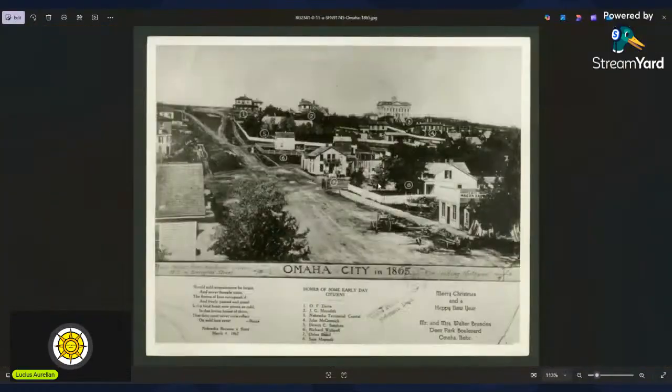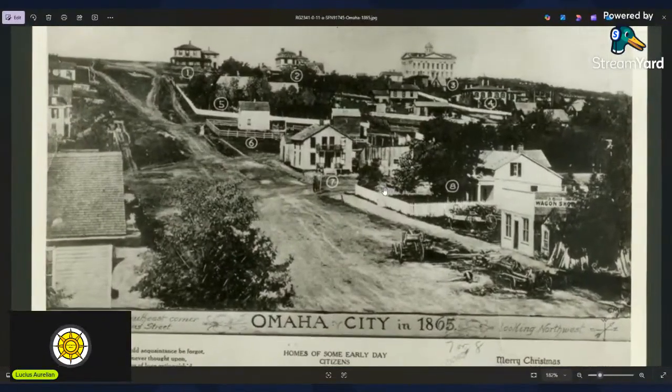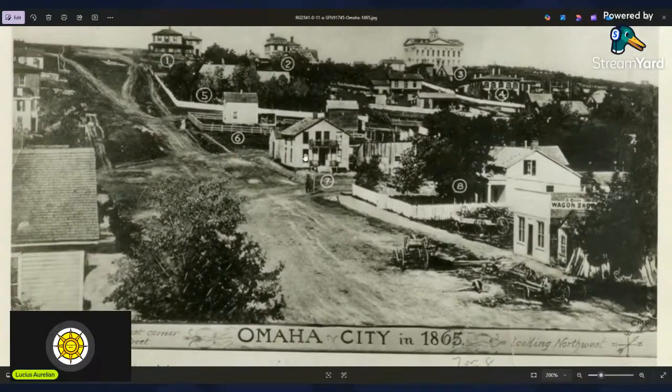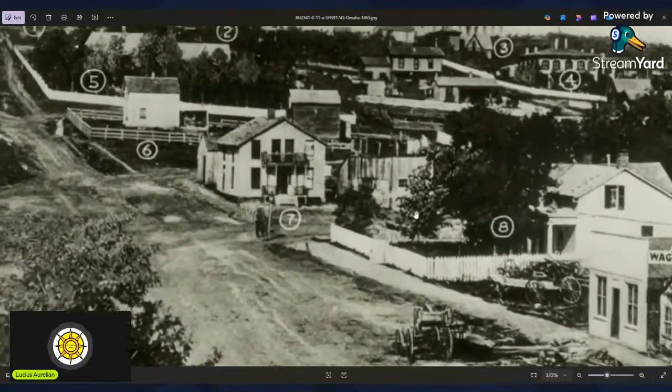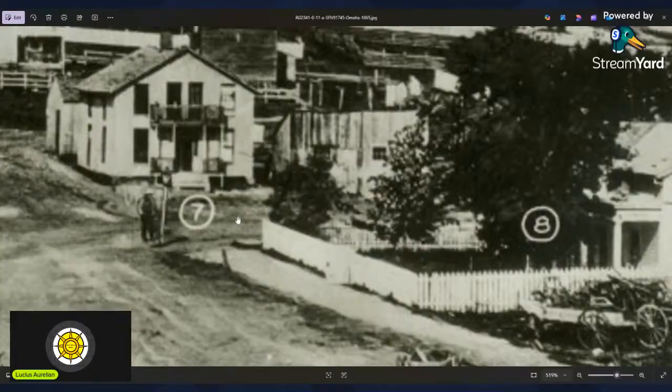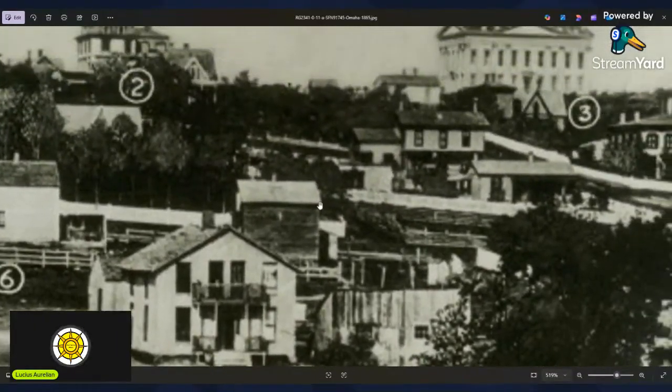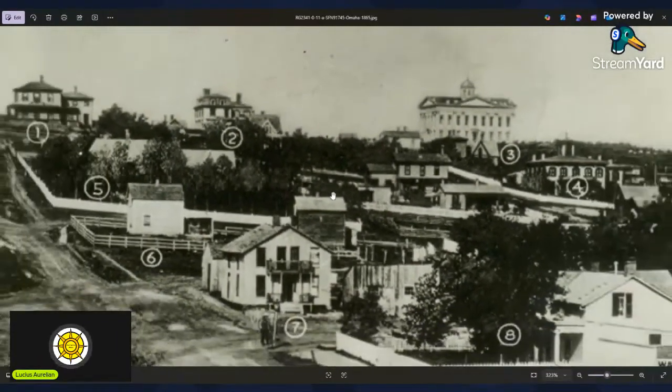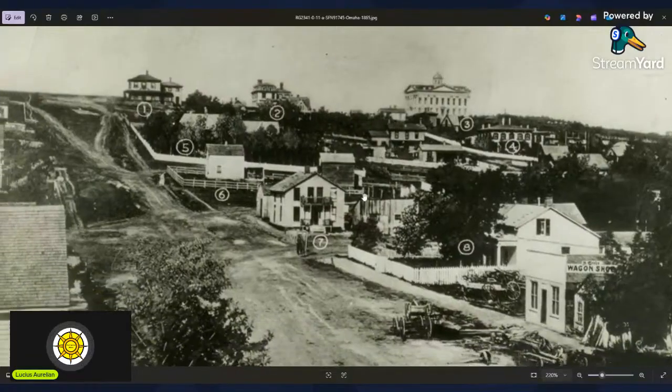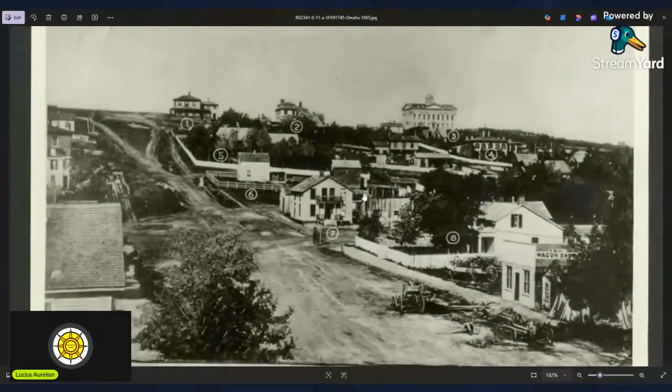So, 2 cities, and I just included this image, Omaha City in 1865, because this is, I guess, a picture. I mean, the archive says it's a picture, but this is to give us an idea of what Omaha looked like when they laid out the initial buildings. I guess we're just not seeing all the bluffs.